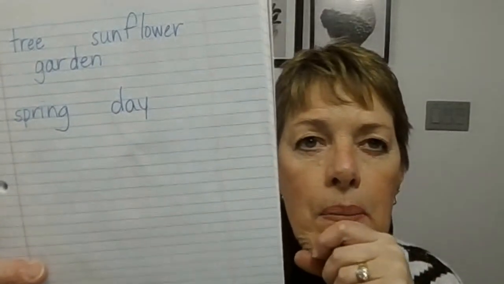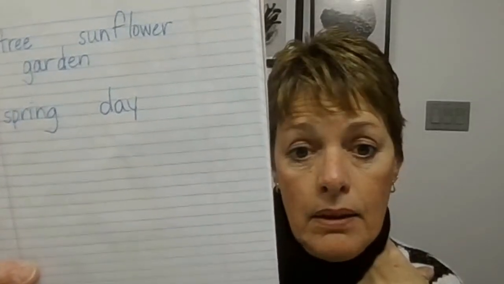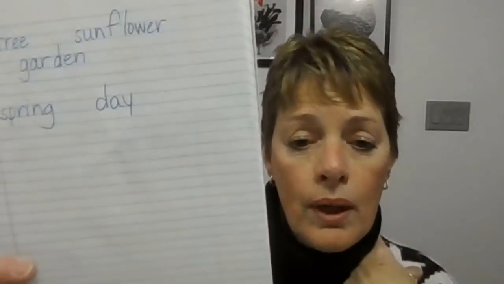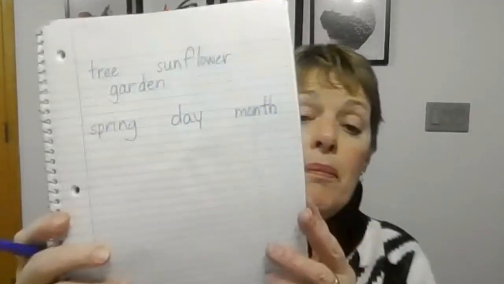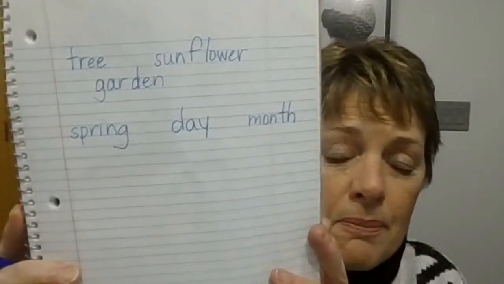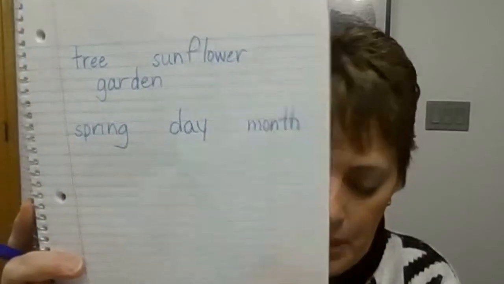Another idea would be maybe we could just say in May or in June. So that would be a month. Okay. So I'm going to write month. It could be any month. We have 12 months, but it could be any month. So spring, day, and month. I'm going to put in the when.